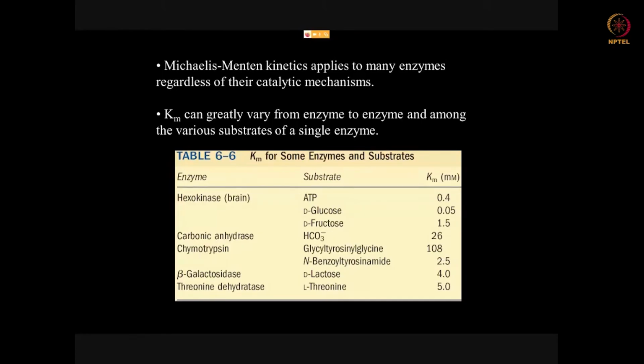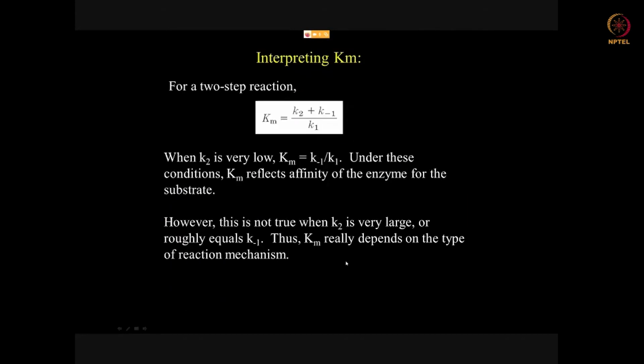All other technologies like site-directed mutagenesis, crystallographic structure determination of the enzyme active site, etc., are always used in conjunction with this Michaelis-Menten kinetics. So therefore, it is still being used as a major way of measuring enzyme activity. So it is still very valuable. So let us look at Km under different conditions.